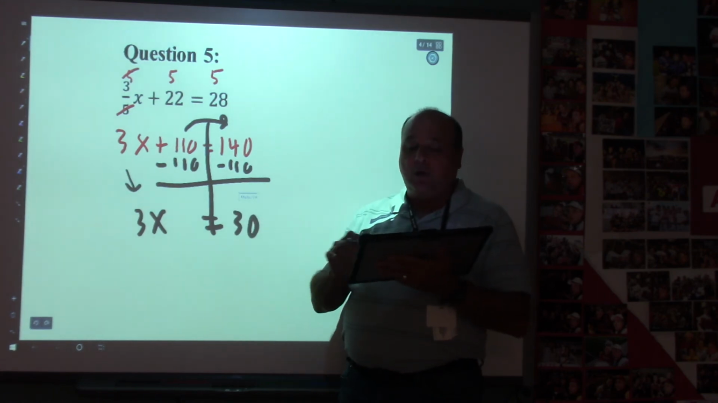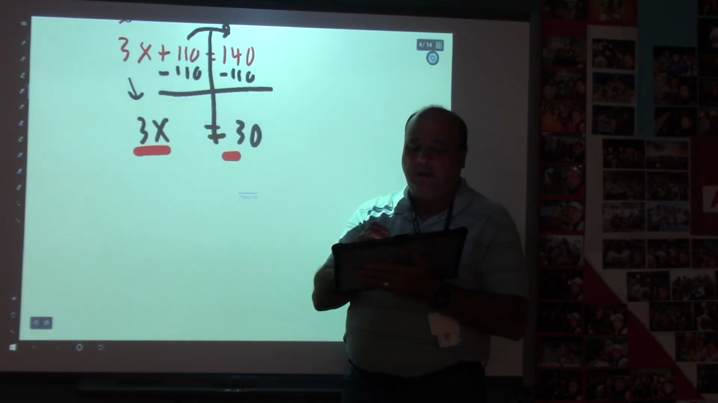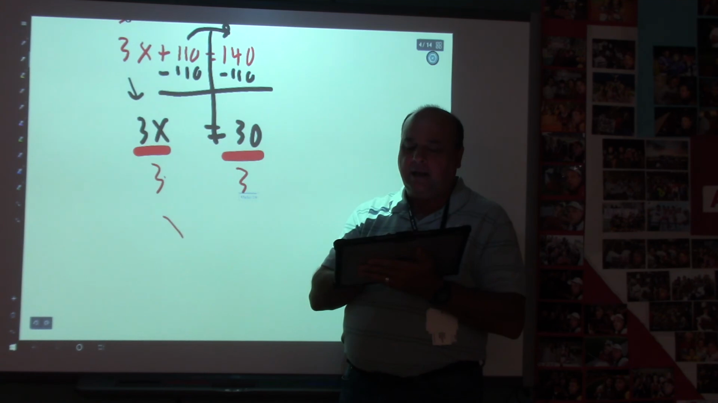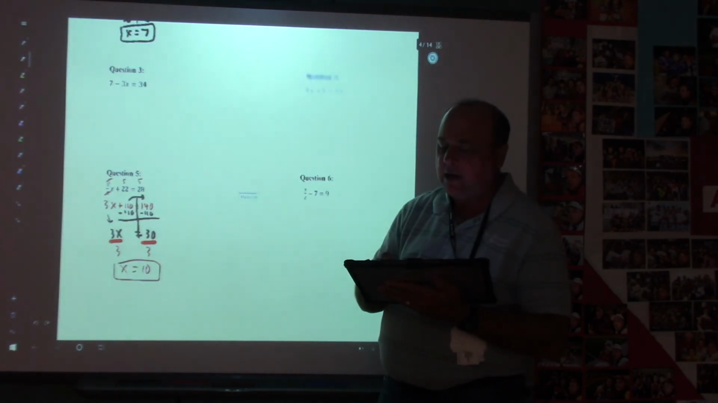And lastly, what's my coefficient? Excellent job. My coefficient is 3. So I'm going to divide both sides by 3. And I'm going to get x equals 10. Okay? Piece of cake, huh?